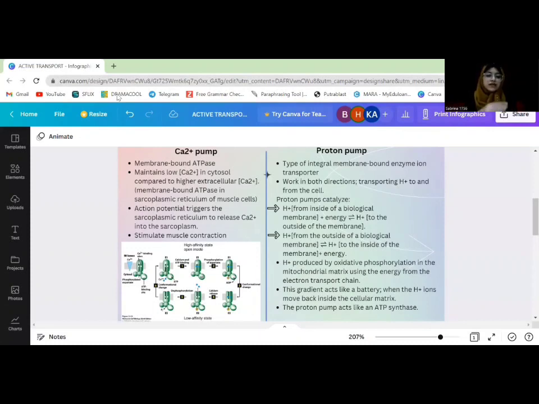So when it transports hydrogen ions from inside the membrane to the outside, it requires energy, active transport, and it can also work in the opposite direction, whereby it releases energy. During cellular respiration, in the process of the electron transport chain, it releases energy. That energy helps the pump to push the hydrogen ions from the matrix of the mitochondria to the intermembrane space.